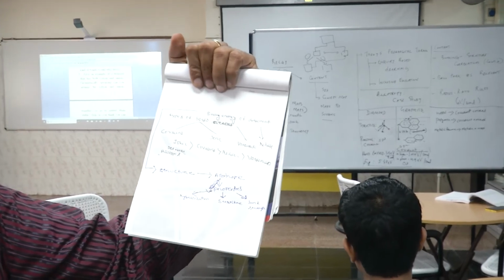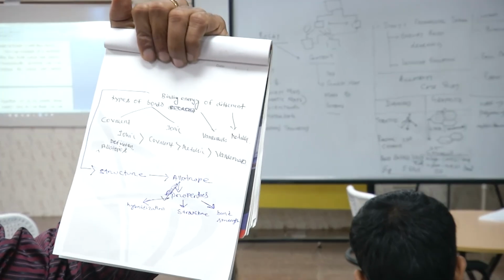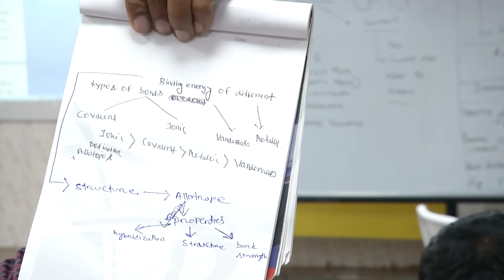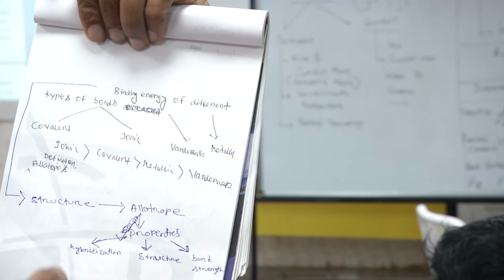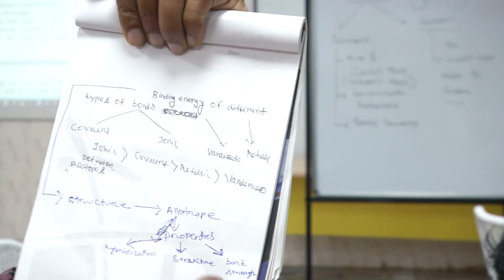So you see how bonding and structure, allotropy, etc. come together. And of course there could be properties also that could have been introduced, some case studies that could have been introduced here.